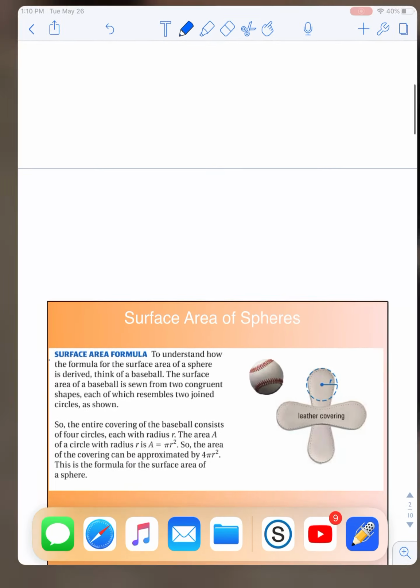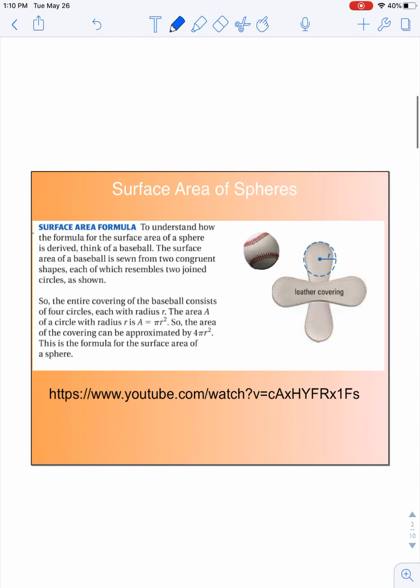So how do we find the surface area of a sphere? Well, one way to look at it is you can see this baseball right here, and if you take the covering off, what you really have is the surface area. It's sewn together, but you can see there are some overlapping pieces where they're stitched on top of each other. This is right from the textbook. You can read it yourself about how that relates to the surface area of a sphere.